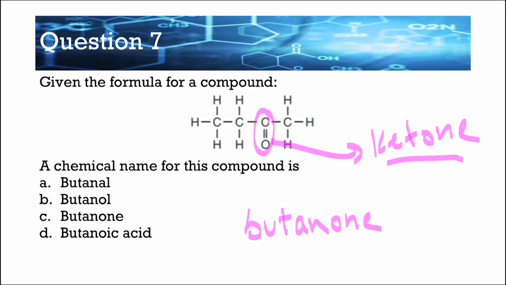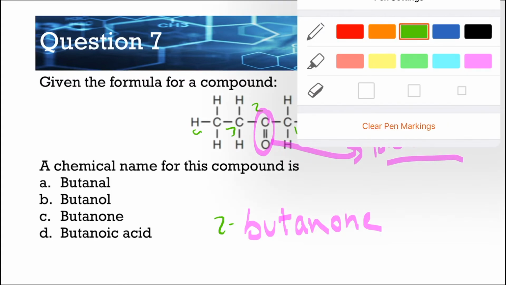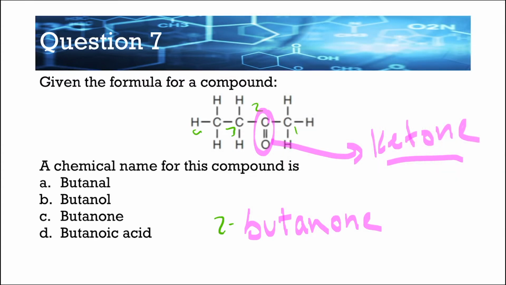Now normally you do add the location of the double bond O. So in this case, the smallest carbon would be 1, 2, 3, 4. It would be 2-butanone. But the answer choices didn't even go that far into detail. They just want you to know it is a ketone. Choice A is the name for aldehydes. B would be if it was an alcohol. And D is what it would be if it was an acid.